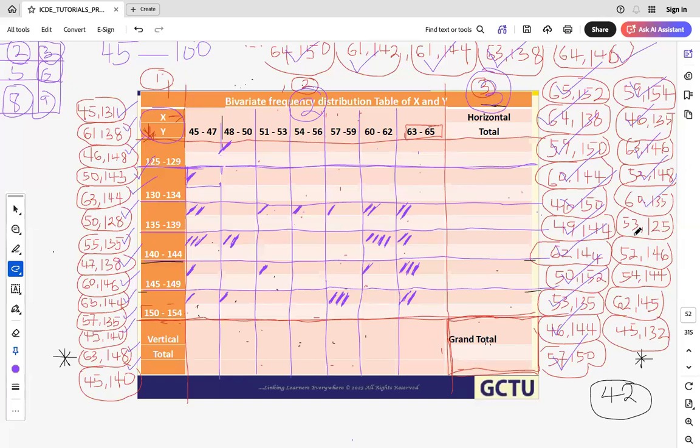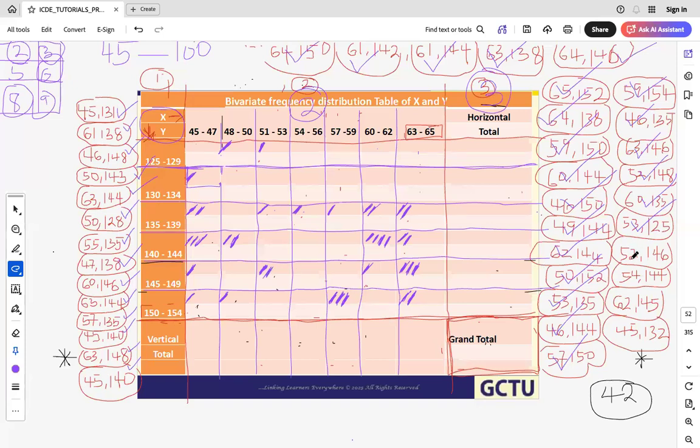Let's look at the last five. 53 against 125. So 53 is in this column. Then 125 is in the first row as well. So 53, 125 means this is the first time we are landing here. This is also done. 52, 146. 52 is here. So we move down looking for 146, and then we land in this cell.